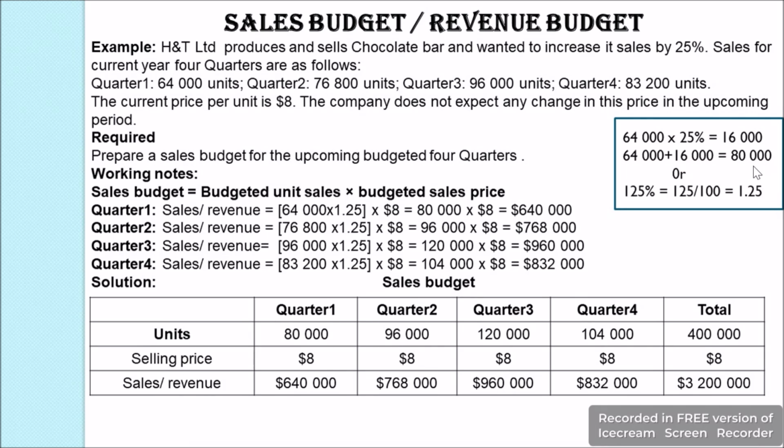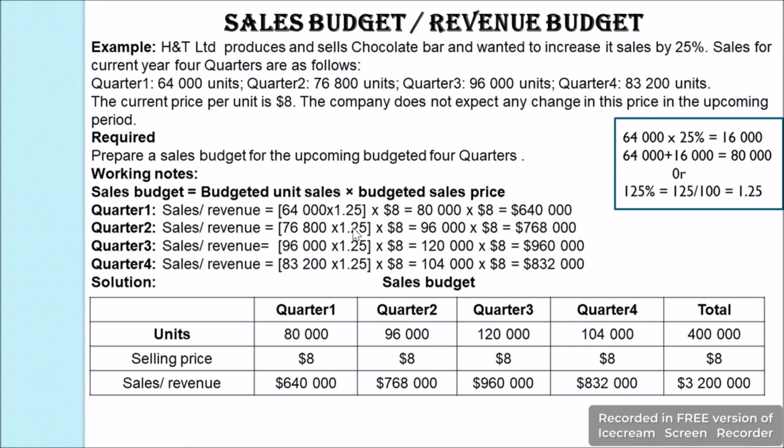Or what we can do is we can take the current sales as 100%. If we add 25%, it becomes 125%. Or we can also write this as 125 divided by 100, which can also be written as 1.25. So when we know this, that is 1.25, and we multiply it with the current quarter sales, we get the budgeted quarter sale. Like 64,000 times 1.25, we get the value again as 80,000, which is the same as this.